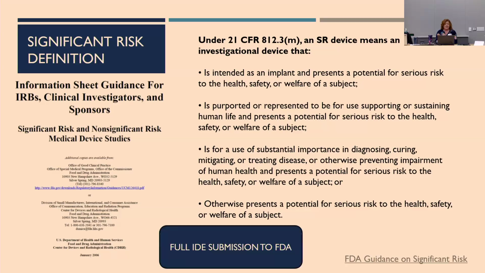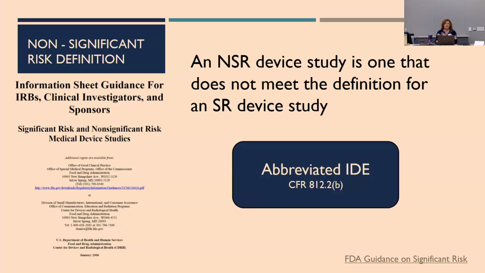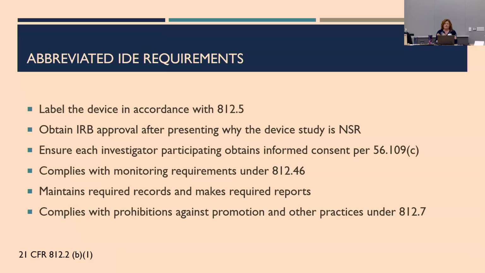So in this situation, when we do decide that there's a significant risk associated with the device in that study, then a full IDE is needed to be submitted to the FDA. Conversely, if your study doesn't meet that definition, you can say no to those questions on the previous slide. That means you have an NSR device or non-significant risk device. And that's when you have an abbreviated IDE. So the abbreviated IDE requirements are listed here. Again, comes straight from the regulations. They're pretty easy to comply with, but labeling the device is an important one.